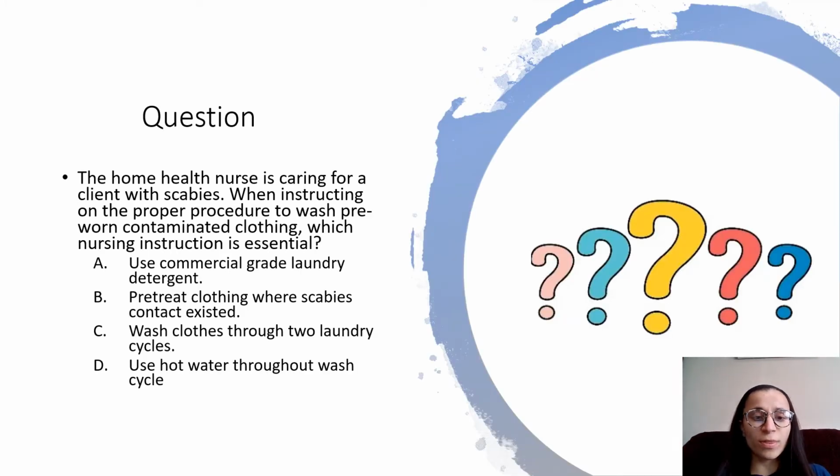Question. The home health nurse is caring for a client with scabies. When instructing on the proper procedure to wash pre-worn contaminated clothing, which nursing instruction is essential? A, they should use commercial grade laundry detergent. B, they should pre-treat the clothing where the scabies contact exists. C, wash clothes through 2 laundry cycles or use hot water through the wash cycle. I'll give you a minute.